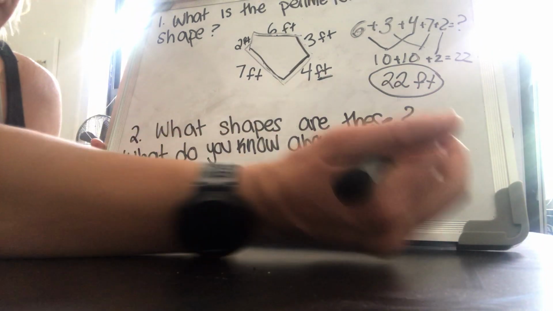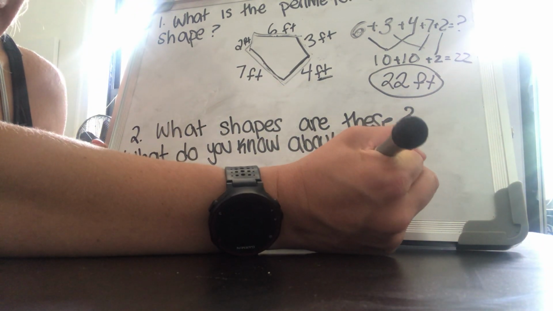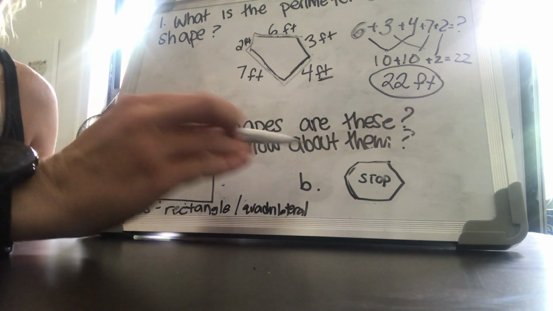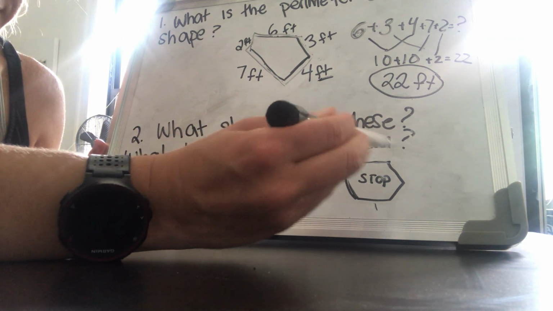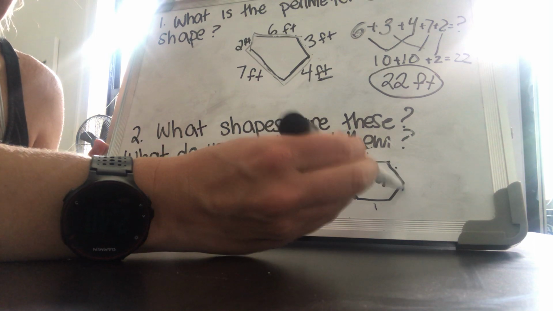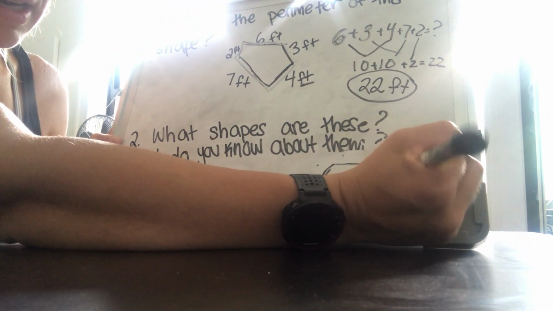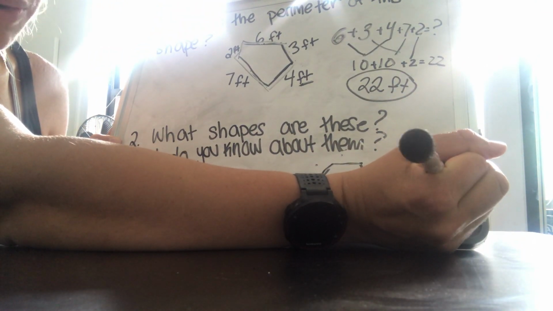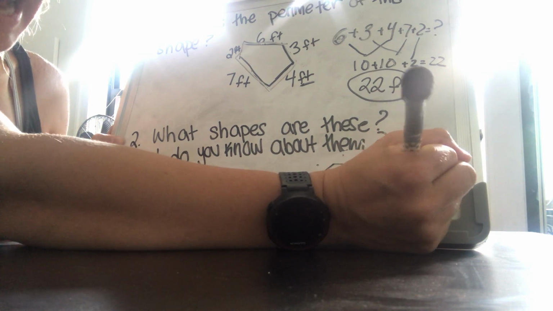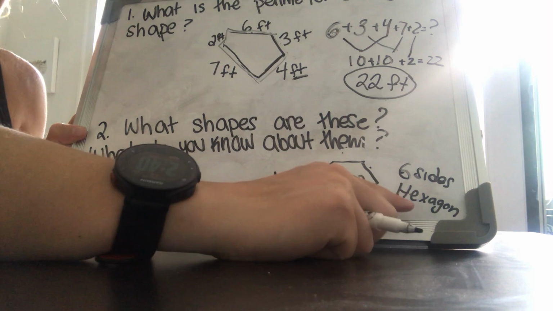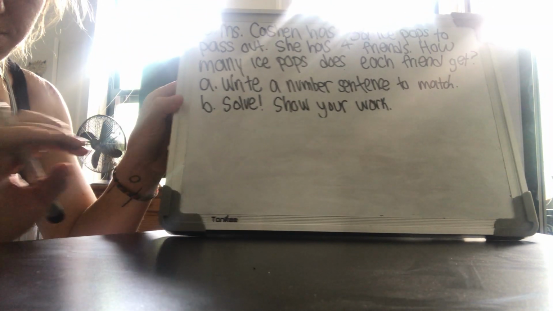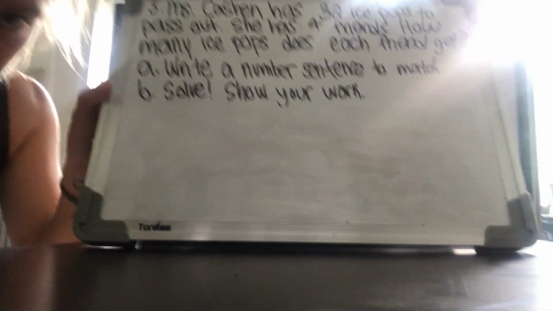Now this is a stop sign, one of my favorite shapes. That has 1, 2, 3, 4, 5, 6 sides. And so it is a hexagon. Any shape with 6 sides is a hexagon. All right, let's move on. Let's make sure you can see this.